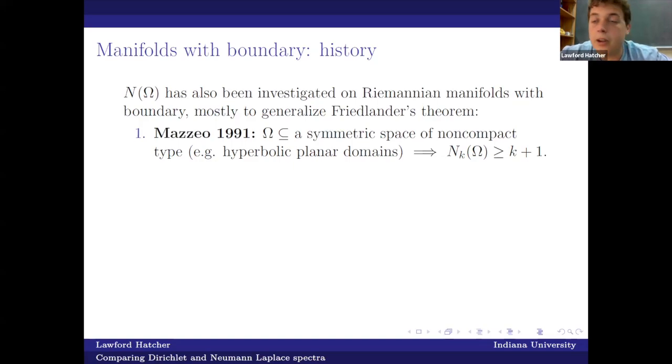And something else he shows is, if you recall back to the slide a long time ago about how to prove Friedlander's theorem, what you did was you came up with this test function that was like a plane wave, right?